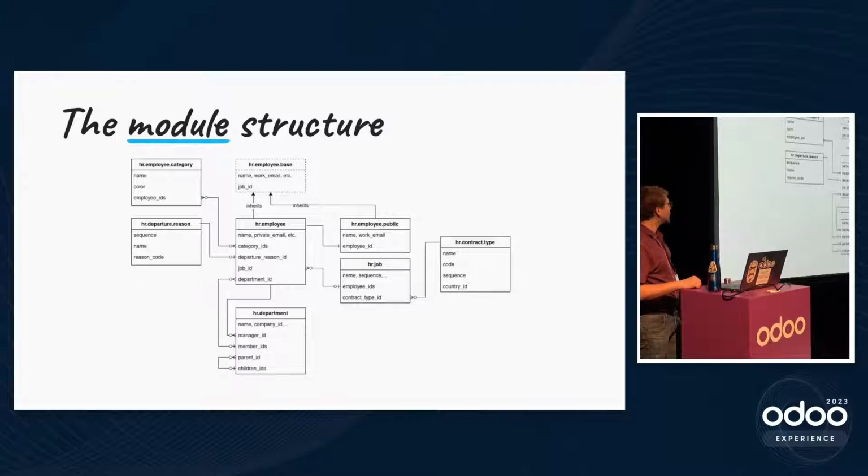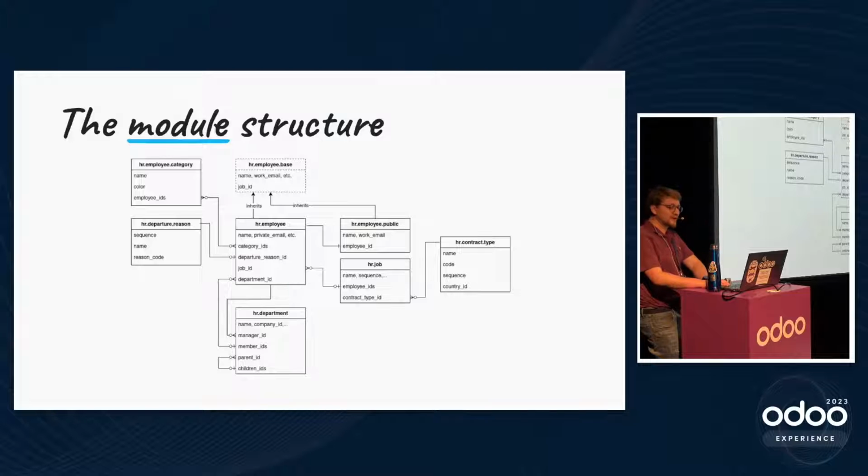Okay, so before going to the next part, here's just a quick overview of what the actual HR module looks like. It's very little information in the end. We have the three employee models, and we have basic information like the category of employee, the job, contract type, and department. So we do not go into much complexity with that.